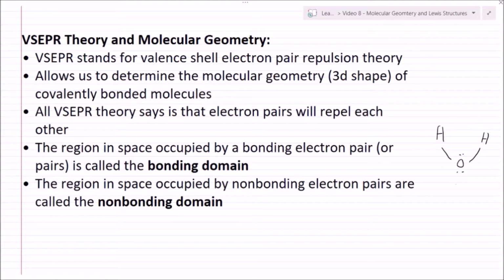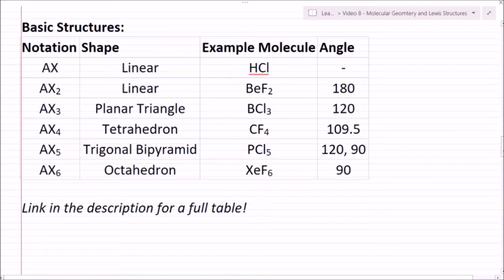So that's all VSEPR theory is. Basically, because electrons repel each other, we can use that to determine the sort of shape of the bonds of a compound. Alright, so let's talk about some basic molecular geometry structures. Now each has its own notation. The shape name, I've included an example molecule, and then the angle that the bonds make with each other.